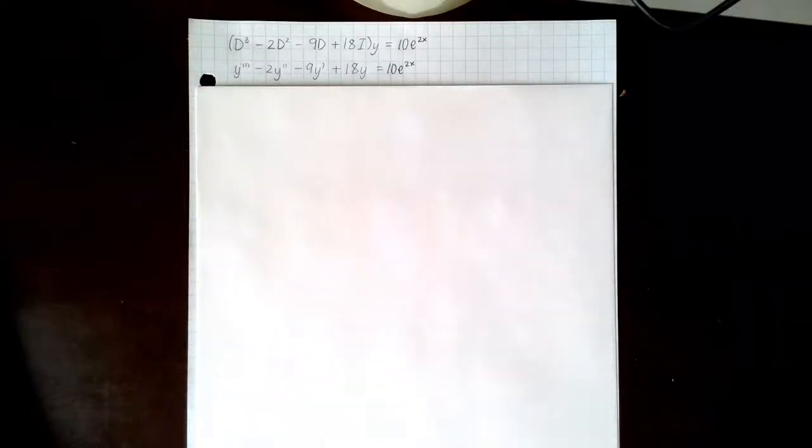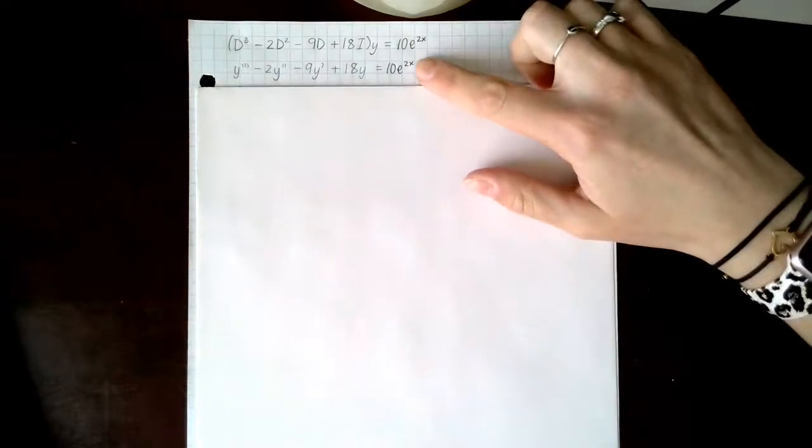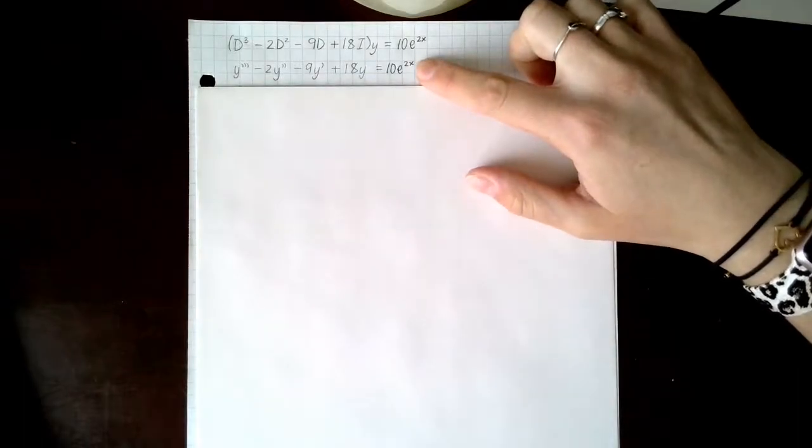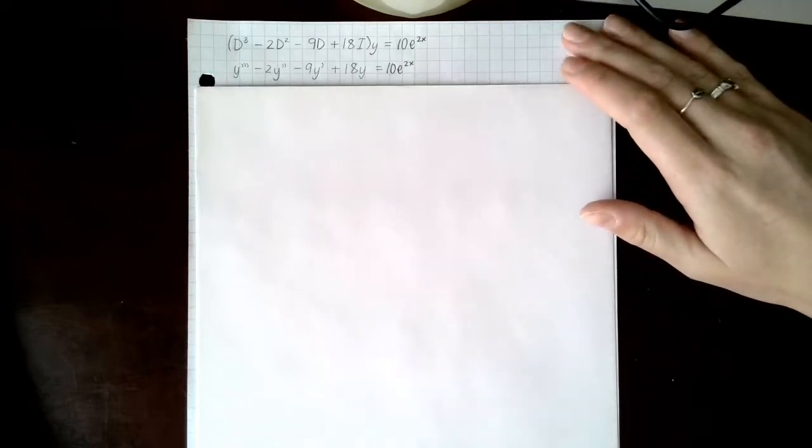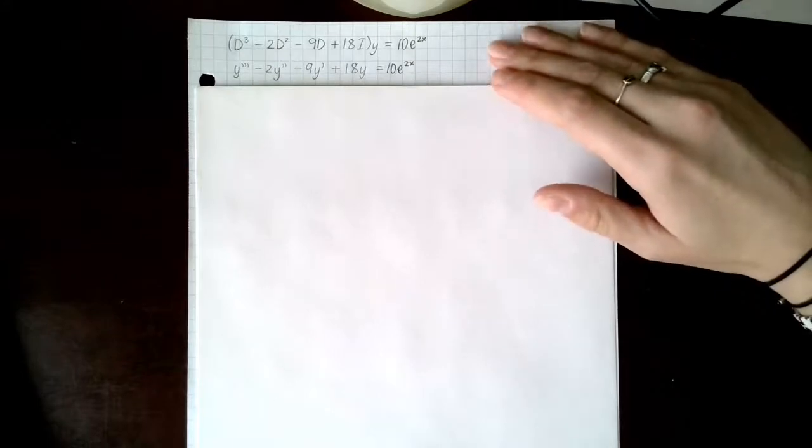Okay, example 2, solving another non-homogeneous linear ordinary differential equation. Remember that I know that it's non-homogeneous because of this 10e to the 2x here is obviously not equal to 0, so that's how I know it's non-homogeneous, and I will have to solve it by putting the two parts together, y sub h and y sub p.